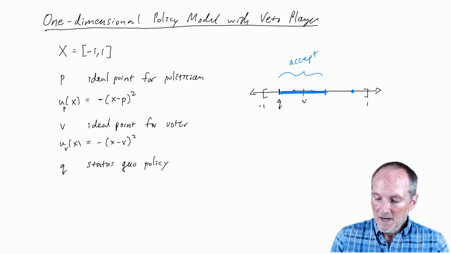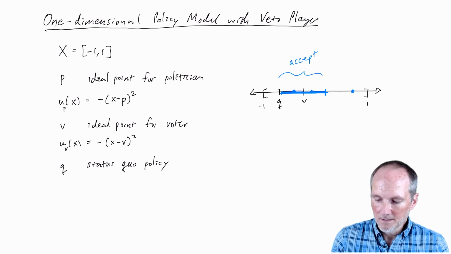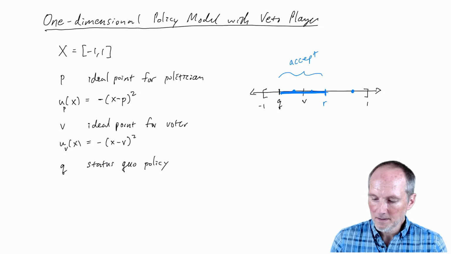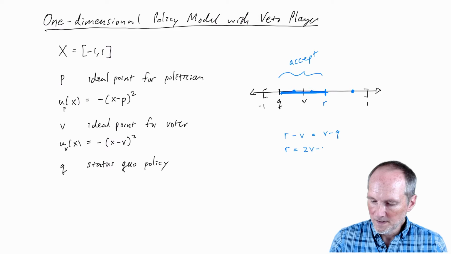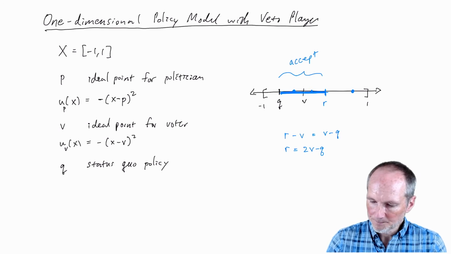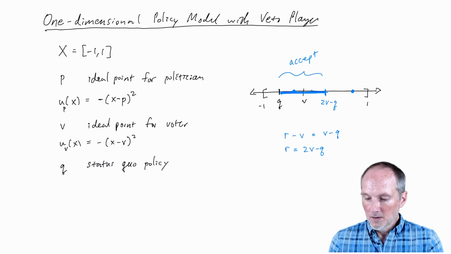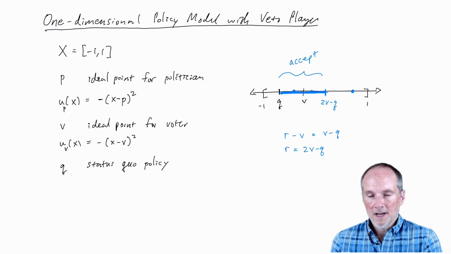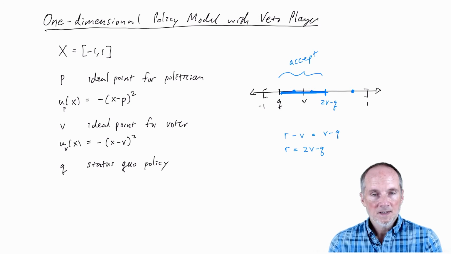We can actually solve for this right-hand endpoint because whatever that endpoint is, let me call it R for right hand, we know that R minus V is the same as V minus Q, and so R is just 2V minus Q. So a little algebra, but that gives us the right-hand endpoint, which is 2V minus Q. We have now figured out how the voter would respond to any possible proposal, again, assuming that they accept when indifferent.